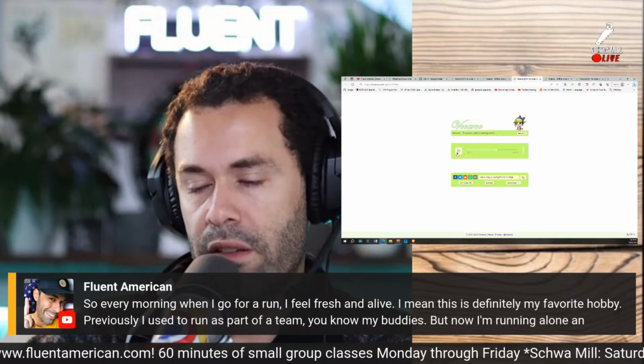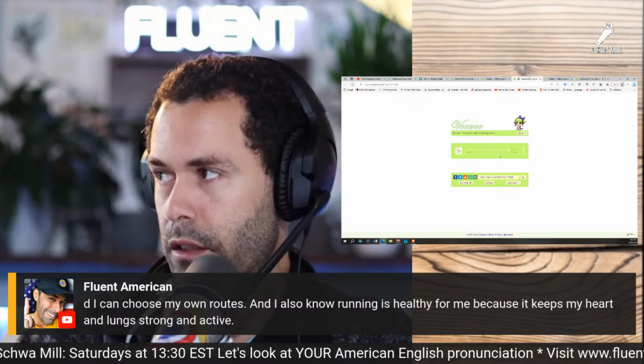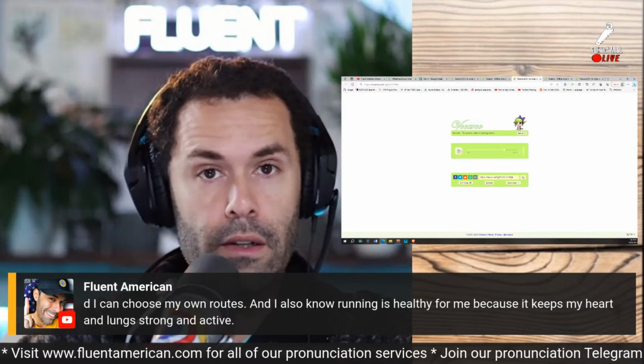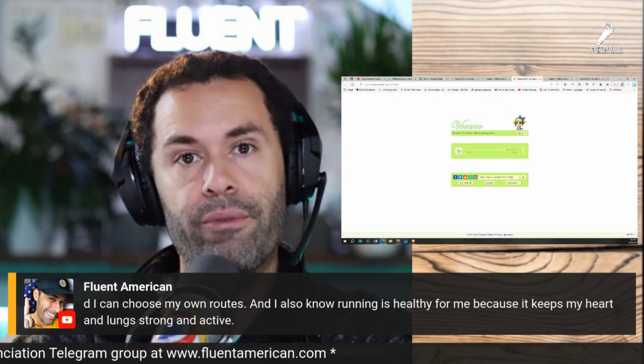Keep rolling. But now I'm running alone, and I can choose my own routes. And I also know running is healthy. But that "own routes" part. I like the pitch shift there. So you're stressing routes. Routes is fine. A lot of times when you see the word "own," it's one of those words that very frequently gets stressed. So I personally maybe would have stressed "own."